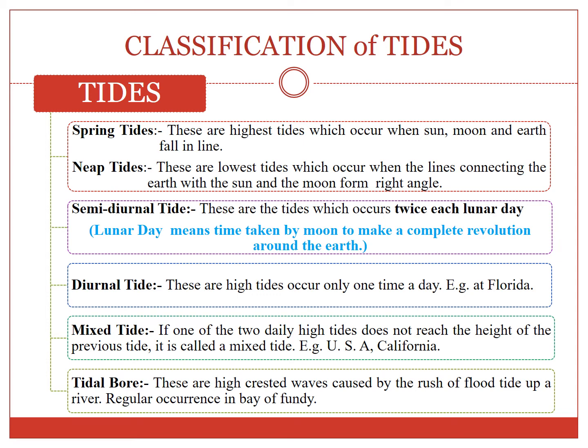Next is the diurnal tides. These are the high tides which occur only one time a day. Example, Florida. Next is the mixed tide. If one of the two daily high tides does not reach the height of the previous tide, it is called a mixed diurnal tide. It normally happens in San Francisco, California, USA.